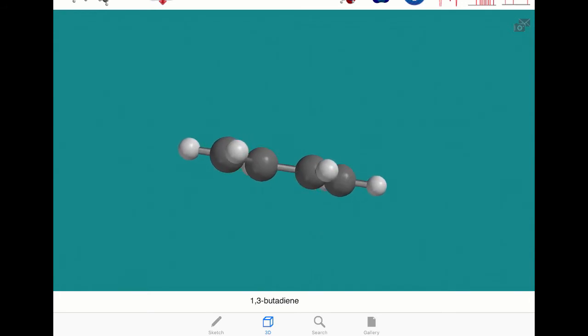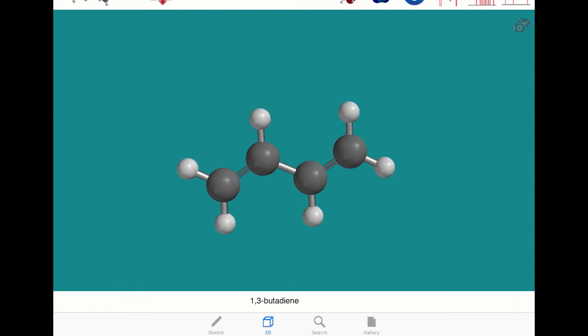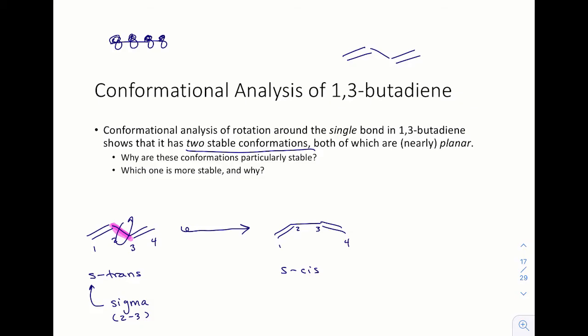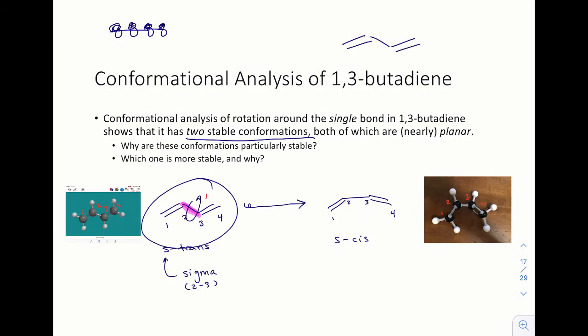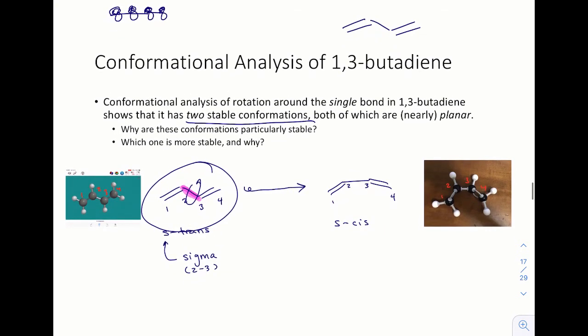So now the molecule is perpendicular to the plane of the screen, and now the molecule is in the plane of the screen. So that is the S-trans conformation. Again, rotation around the carbon 2,3 single bond will yield the S-cis conformation, where the two pi bonds have this cis relationship about the carbon 2,3 bond. These are the two stable conformations, the S-cis and S-trans, of 1,3-butadiene.